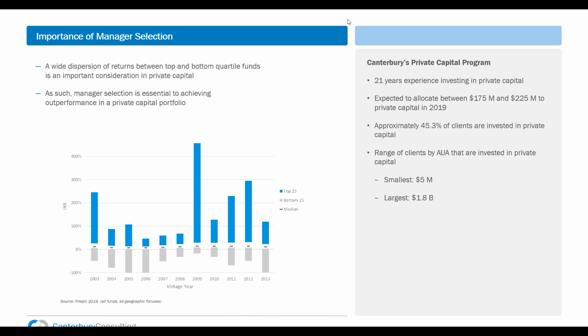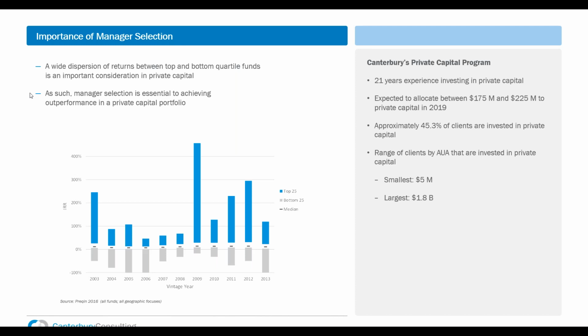So I'll just close by saying Canterbury's been doing this for a very long time. We have over 20 years of experience investing and helping clients with private capital. We allocate around $200 million a year to the asset class. It is a customized approach for each client. So all those items I mentioned: illiquidity sensitivity, your investment committee's biases, your organization's objectives and constraints. You'll see the range by client.